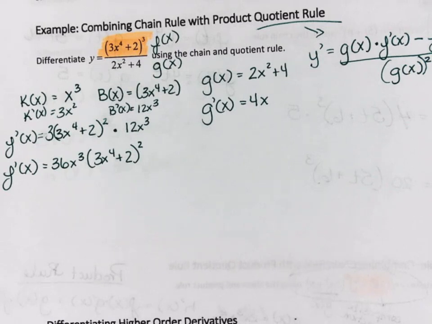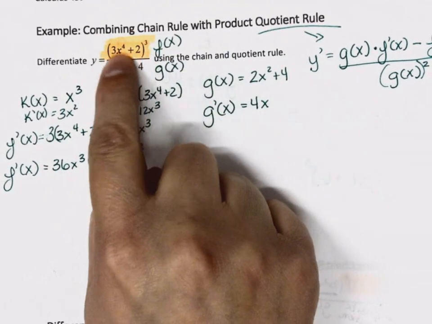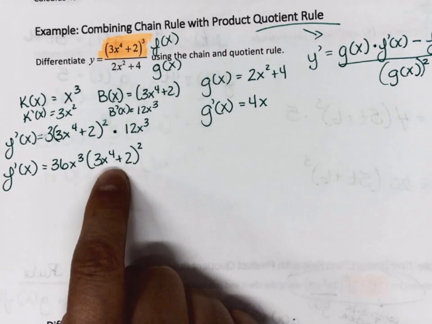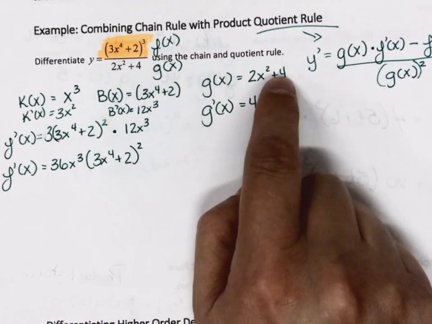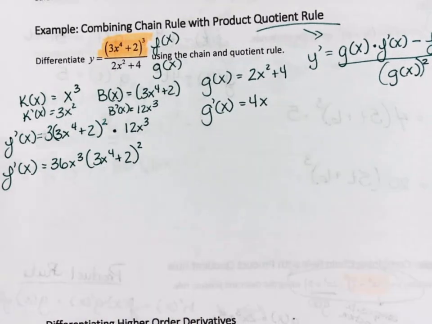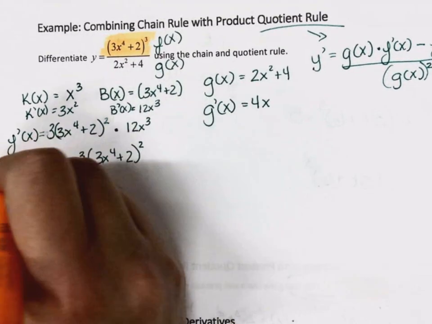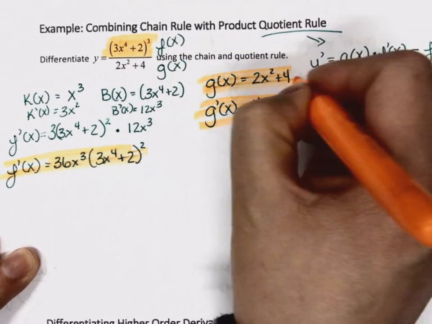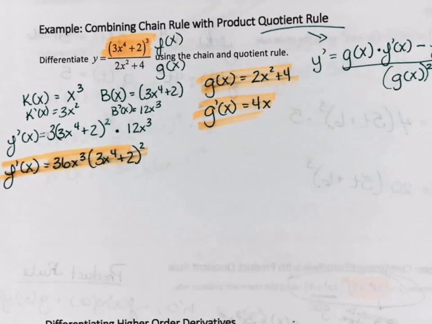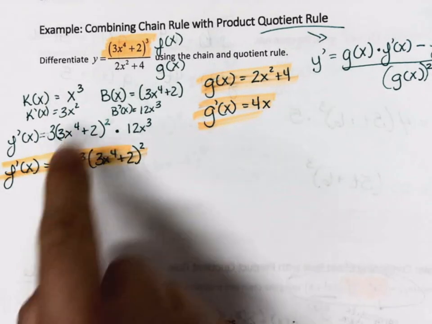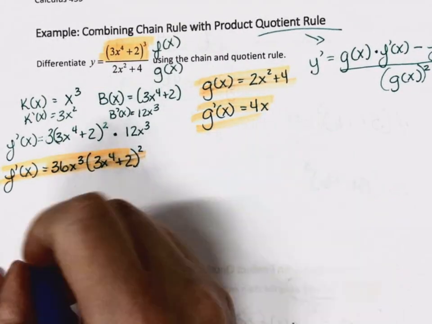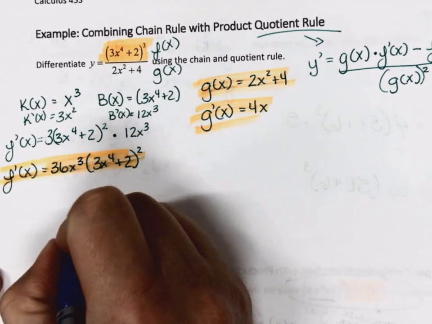Now I'm going to put it all into the quotient rule, because now I have my f of x function, which was this. I have my derivative of the f of x function from the chain rule. I have my original g of x, and those are the four things I'm looking for. The k of x and b of x help me get my derivative for the f of x. All right, now we're going to put it into the quotient rule.